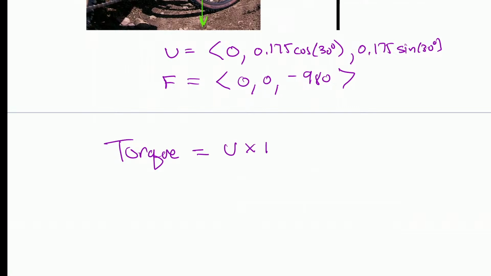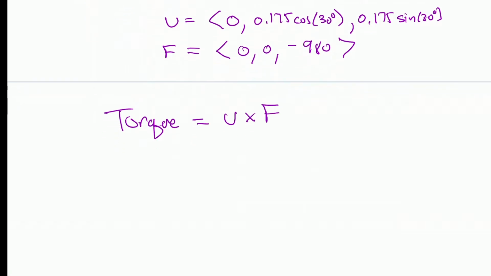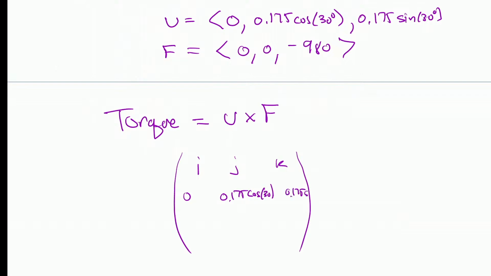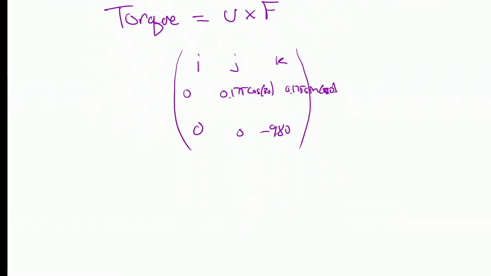Okay. Well, anyway, now to get the torque is u crossed with f. Fortunately for us, there are a lot of zeros here, so this should be relatively easy. So this is going to be, whoops, there's f. So i, j, and k. Give me a sec. I'll get this set up. We have 0.175 times the cosine of 30, and 0.175 times the sine of 30, and this is 0, 0, and negative 980.